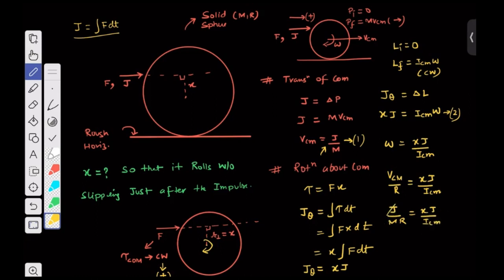So J and J will get cancelled. You put the value of the ICM, which is going to be 2 by 5 MR square. So you will find x will be equal to 2 by 5 R. All of you understood this thing?